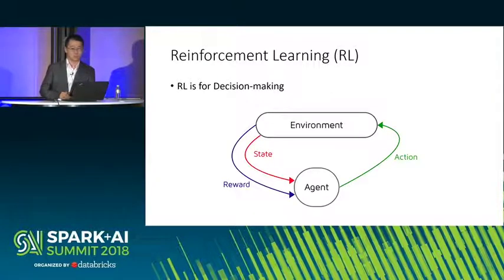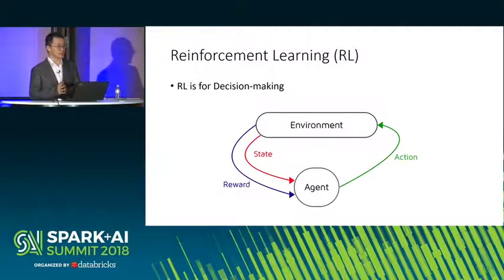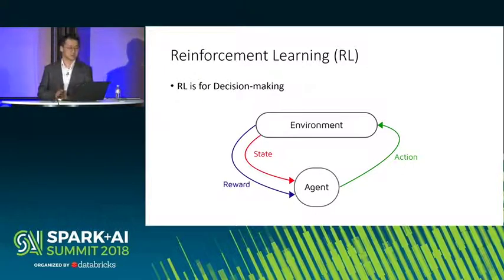Okay, so next we are going to talk about reinforcement learning. I'm thinking maybe a lot of you have seen this picture if you are interested in reinforcement learning. Basically, in reinforcement learning, there are 2 parts of the world. One is the agent, the other is the environment. During each time step, the agent will choose an action, and the environment will give the state and the reward to the agent.